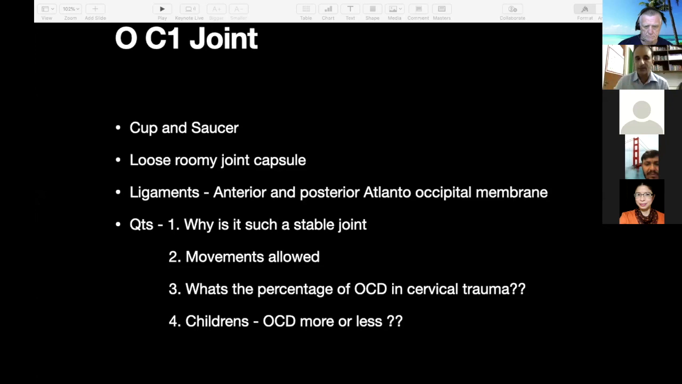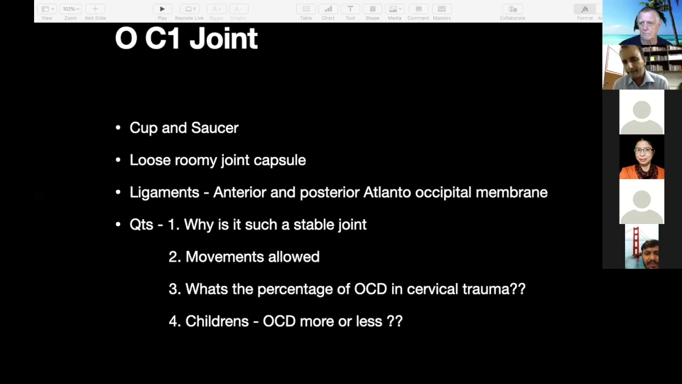Does anybody want to take this question? You can just try. Give any answer that you wish. Because the area of the joint is large. That may be the cause. If the area is large, you mean to say that it will be a stable joint? Is it because of the cup and saucer type of joint?